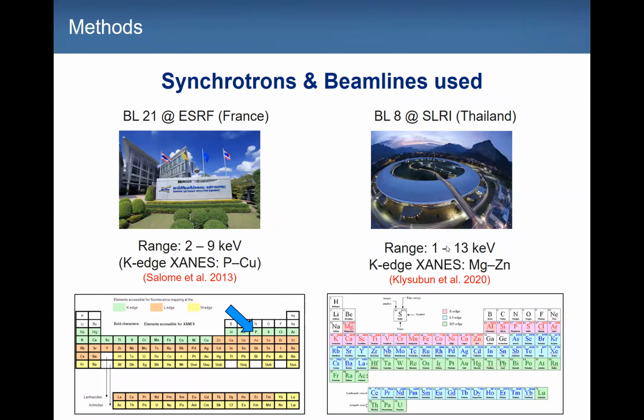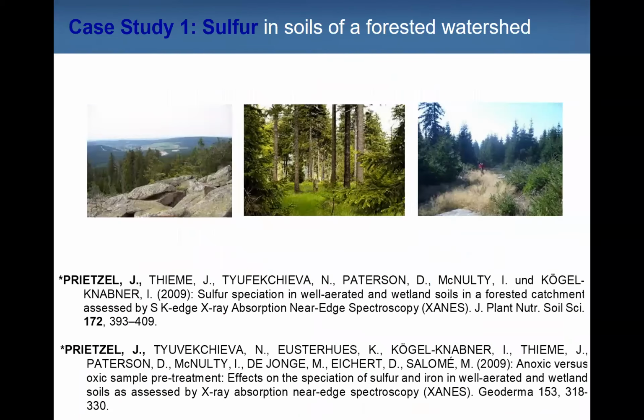You can approach an even wider range of energy at BL8 from 1 to 13 keV, which allows K-edges from magnesium up to zinc, which is a very broad range, which is very nice because you can run, if you got the beam time, several elements in one beam time. You can first analyze, for example, phosphorus, and then switch to aluminum, and then switch to iron or to calcium, and so on, which is very nice. Yeah, starting with sulfur. It was at the beginning at the ESRF.